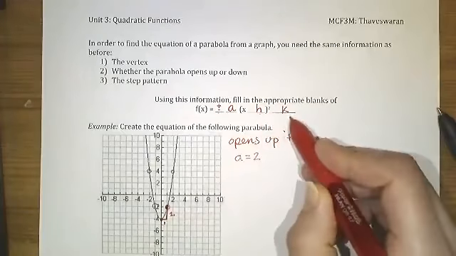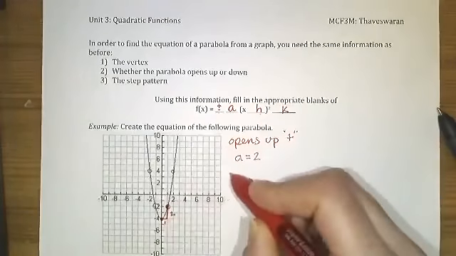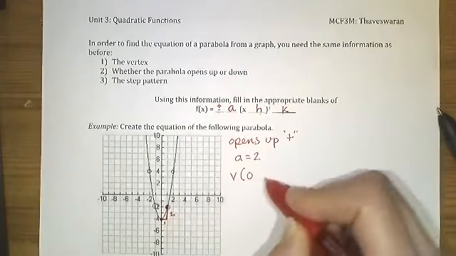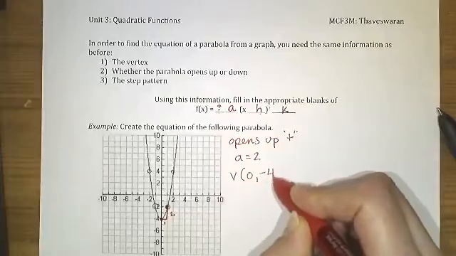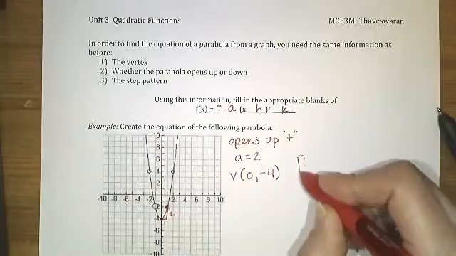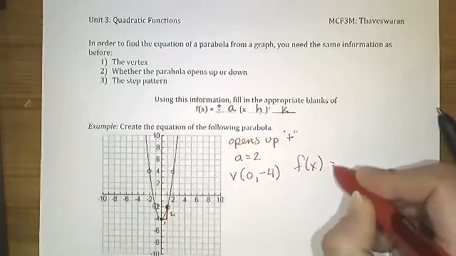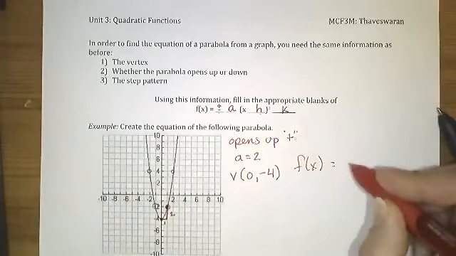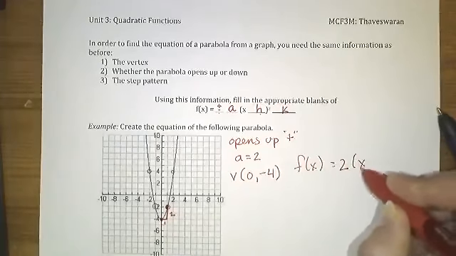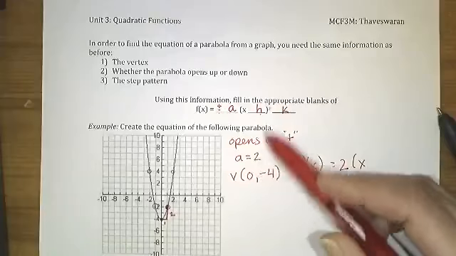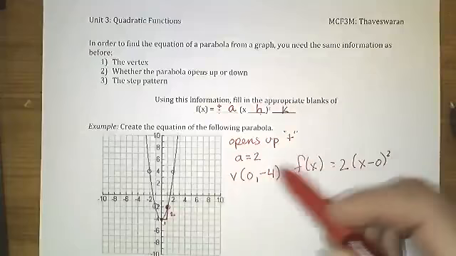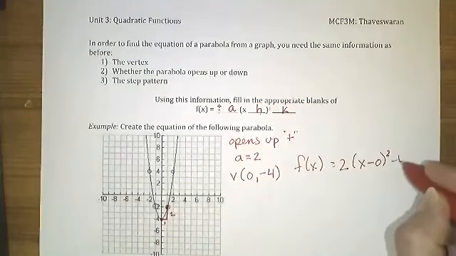To find the H and the K value, we'll just find our vertex. And we know the vertex here, the H value is 0 and the K value is -4. Once we have the information needed, then we can just write it in our vertex form. In this case, it's a positive, so we'll just have our A value, which is 2, x subtract the H value here is 0, and then we have our K value is -4.